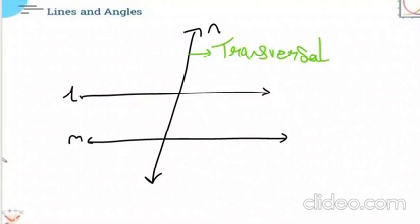Now, based on these 8 angles, we have 5 types of angles. We have 5 types of angles we get, isn't it? Now, what are those angles? Let's see. So, first one, let's draw our parallel lines.